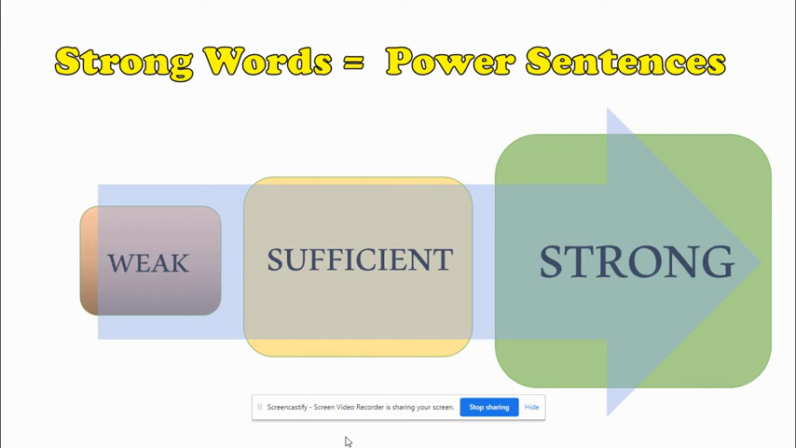The way I see it, there are three different types of words. There are weak words, there are sufficient words, they work, but they could be better. And then there's, of course, that strong word, that perfect word that really fits and really provides the description that we're looking for. So those are the three different types of words. We want to get away from using the weak words. Sufficient words are okay, but we want to use those strong words.